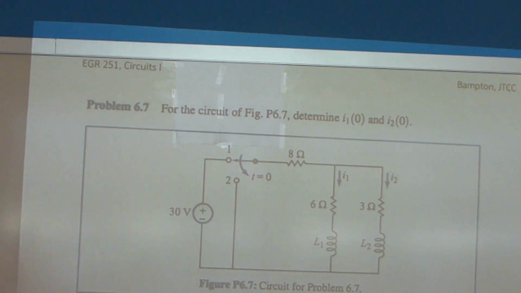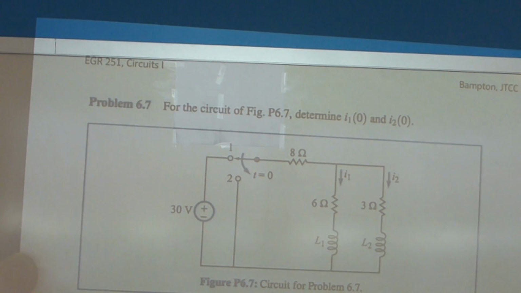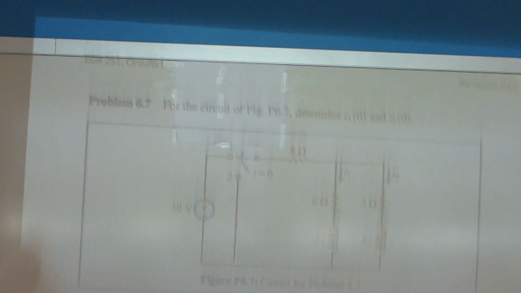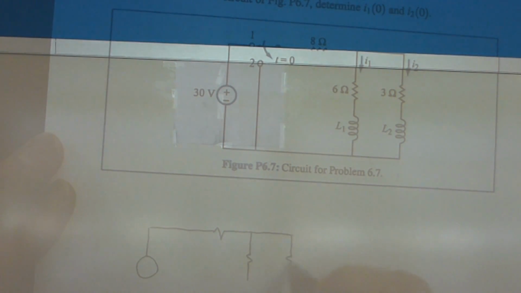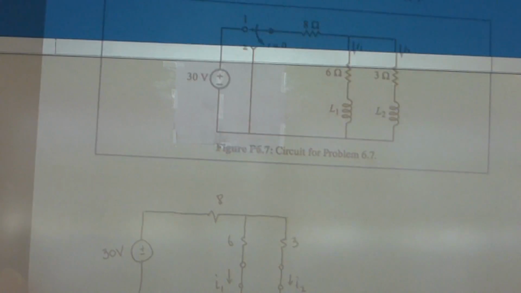Okay, so in the instant at 0 plus, I'm going to just redraw this circuit with, you don't have to, but I like to, with my inductors as shorts. So I've got 30 volts, 8 ohms, 6, 3, so that's what I have.